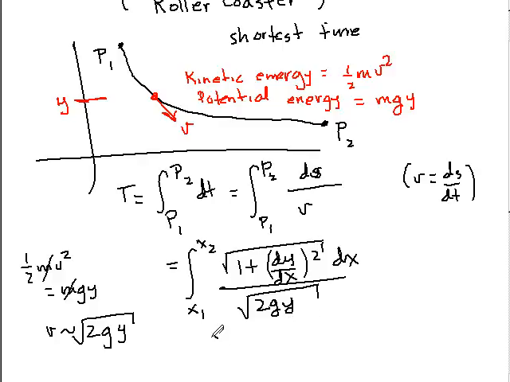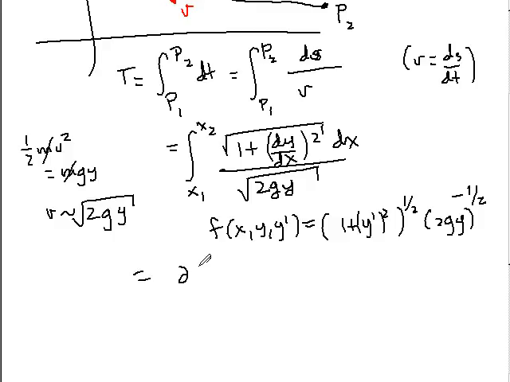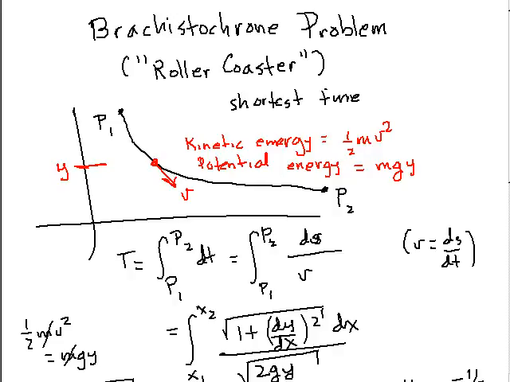So now my function f of x, y, and y prime is going to be (1 plus y prime squared) to the 1/2 power, times (2gy) to the minus 1/2 power. And that immediately gives you the Euler-Lagrange equation, df/dy minus d/dx of df/dy prime equals 0. Now I could take this function f, plug it into here, set it equal to 0, and solve for it, but it turns out that there's a much easier solution.